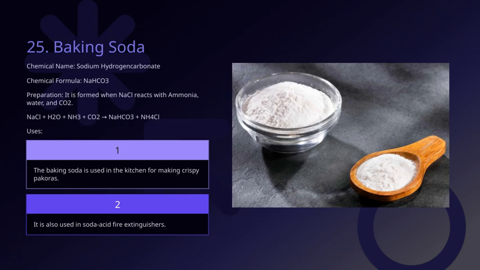It's produced through a reaction involving common substances: sodium chloride, water, ammonia, and carbon dioxide. When these react, they form baking soda along with ammonium chloride as a byproduct. So, whether it's in firefighting or cooking, baking soda's versatility really shines through. It's a great example of how chemistry connects to everyday life, making our routines safer and more enjoyable.